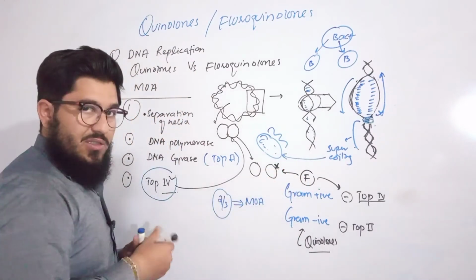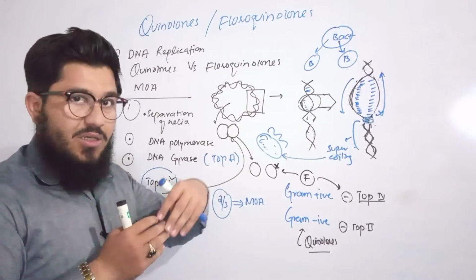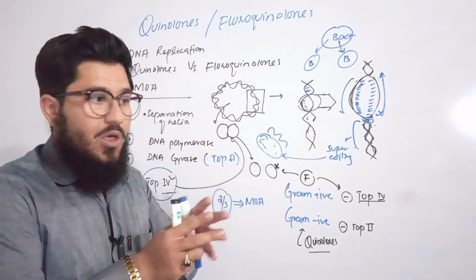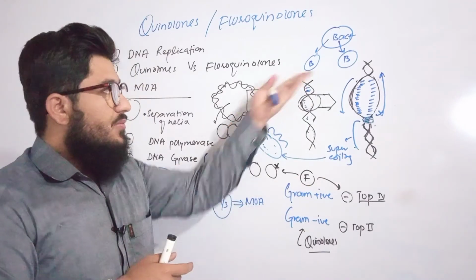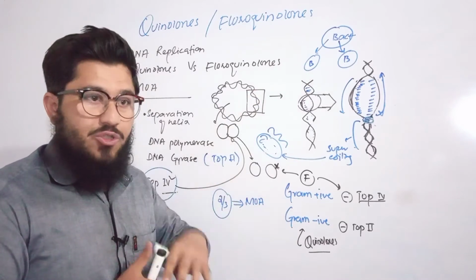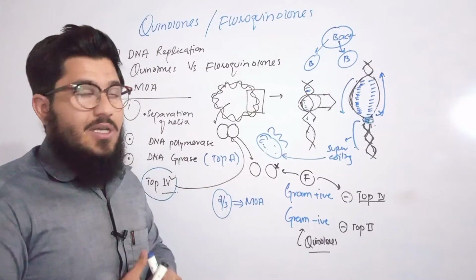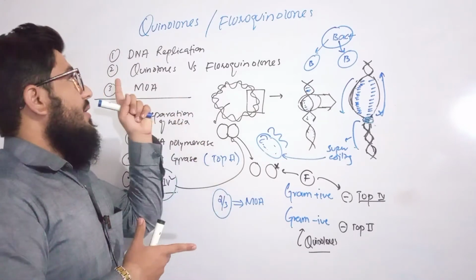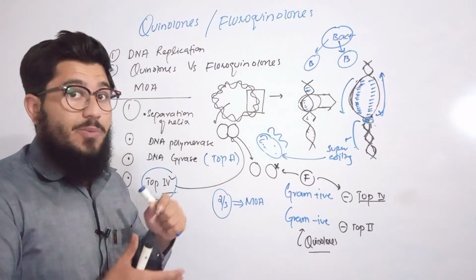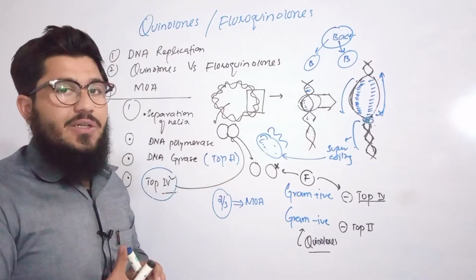So like this, what will happen? If DNA is not replicating, if DNA is not available to produce its two copies, then there is no development, there is no growth. So you inhibited it. And I told you, if the growth is inhibited, then according to quinolones and fluoroquinolones, it is observed that they are actually acting as bactericidal.